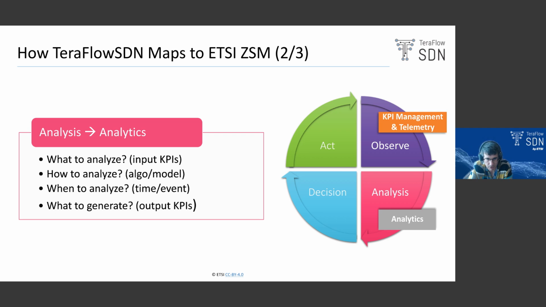Then when we have our data, we need to take a look at what to analyze, which are the input KPIs. So we connect towards the previous components. And then how to analyze them. This means to include new algorithms, new models. In the future, network digital twin would also be part of this analyze framework.